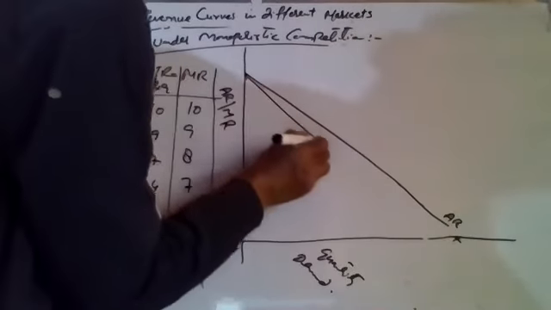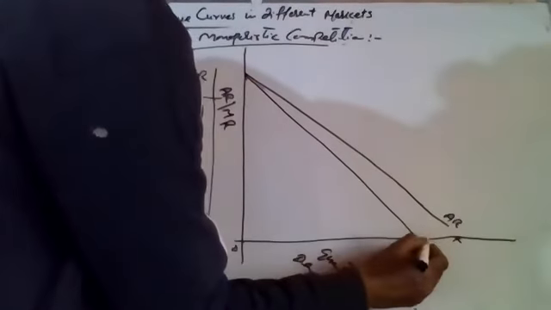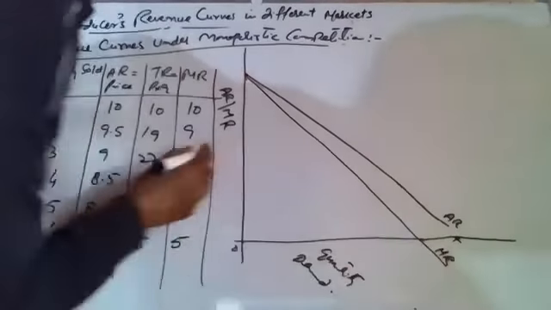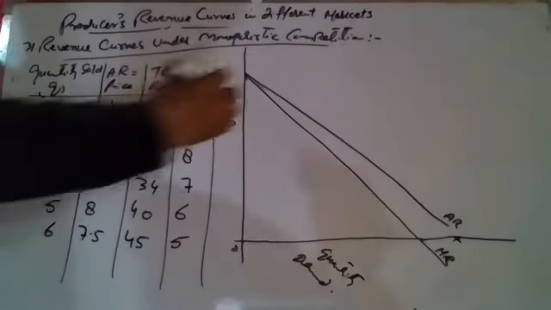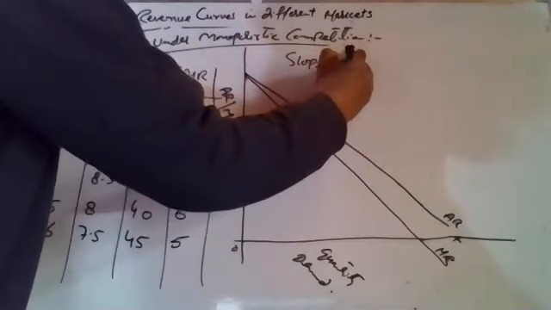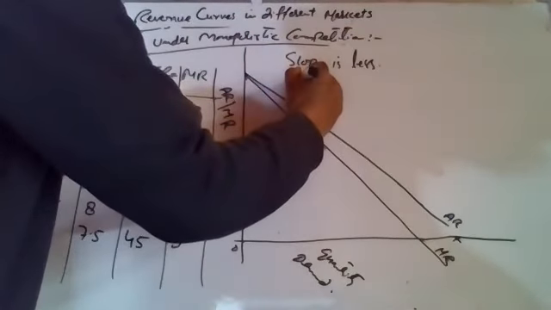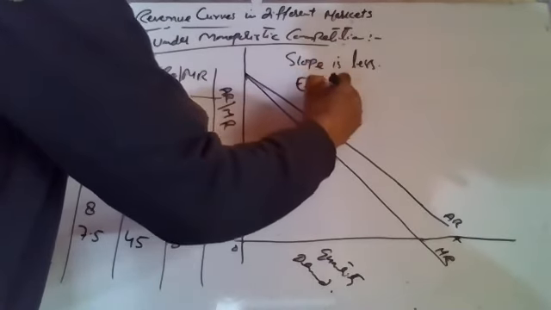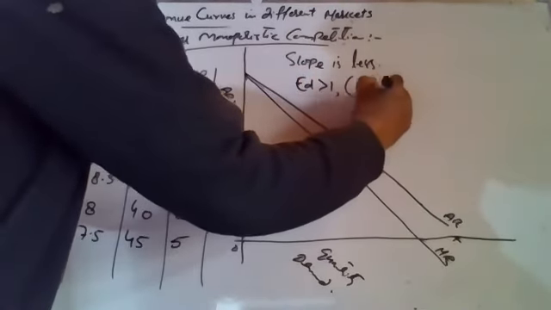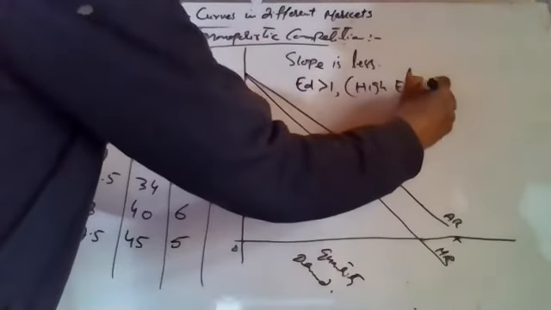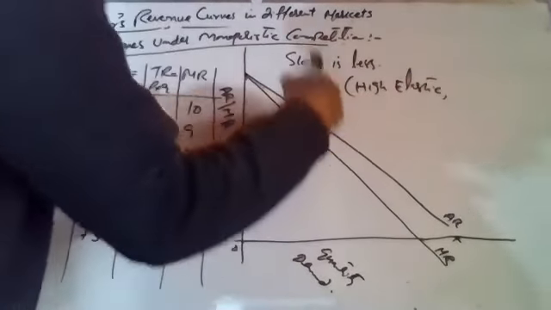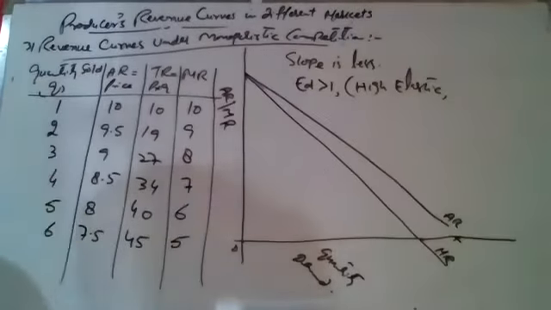For example, this is the marginal revenue curve. So here the slope is less, but it is more elastic. Elasticity of demand here is more than one, that is high elastic. The elasticity of demand is high, or more than unit elastic. So slope and elasticity are opposite to each other.